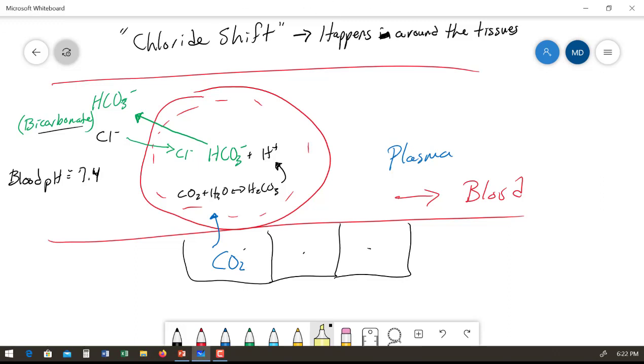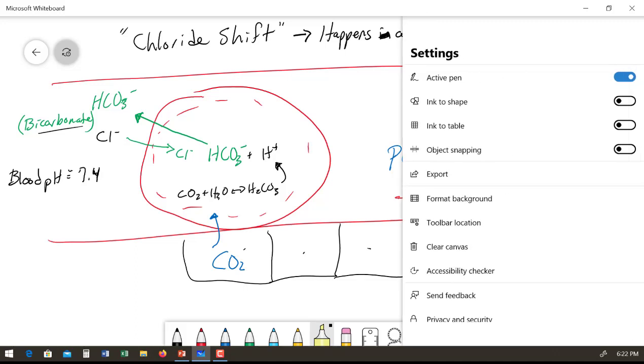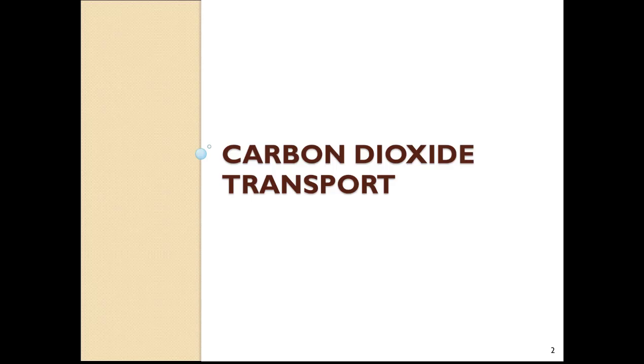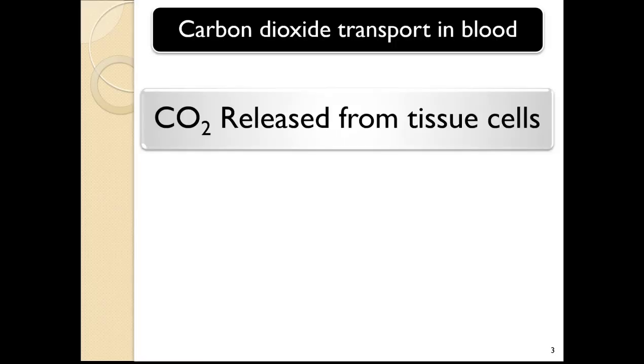All right, now let's go back. I'm going to clear this off, and we're going to take a look at a couple slides. So that's the chloride shift and what happens with carbon dioxide. Just a few slides on this. Carbon dioxide gets released from the tissues, and this is just reiterating what we just went over. 70% of that carbon dioxide is going to wind up as bicarbonate in the blood for transport.